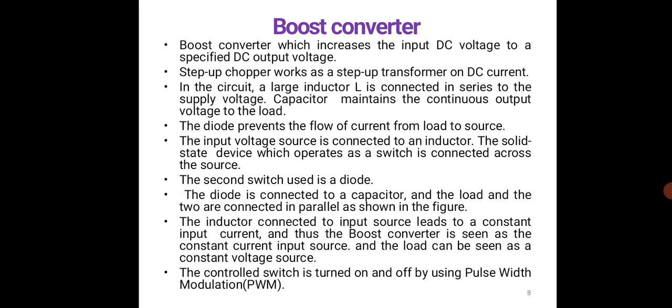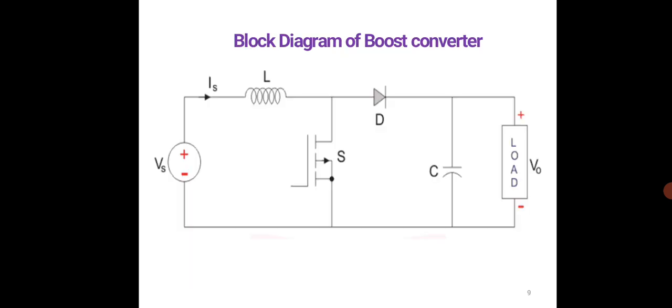The controlled switch is turned on and off by using pulse width modulation. This is a block diagram. You can see that at the source side you have an inductor, you have a diode, and you have a load which is in parallel with the capacitor.